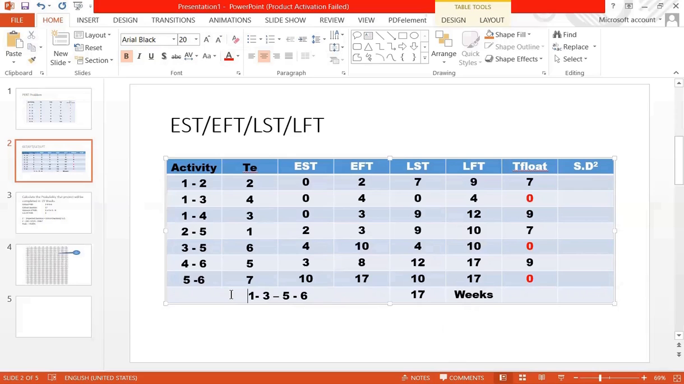This is the critical path, and this is our critical duration, 17 weeks. Now we also calculate the SD, variance of critical activities.